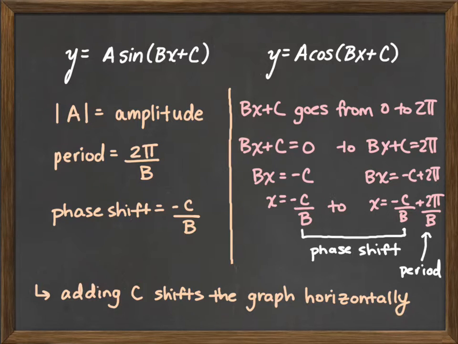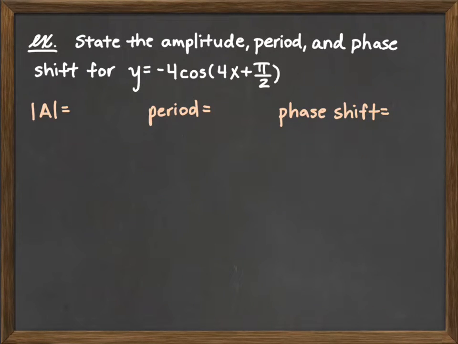So the next thing we're going to do is look at an equation and figure out what the amplitude, period, and phase shift are. So here we have y equals -4 cosine of 4x plus pi over 2. So the amplitude is just going to be given by the absolute value of -4, and that's just going to be 4. So our amplitude here is going to be 4. So now we just want to find our period and our phase shift. So we're going to set bx plus c equal to 0.